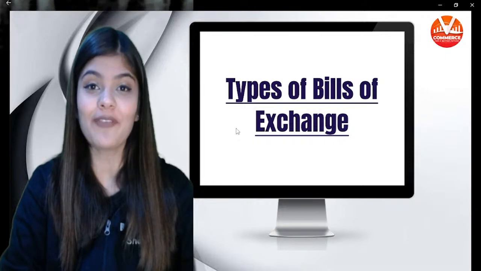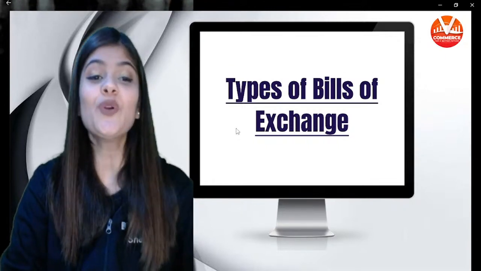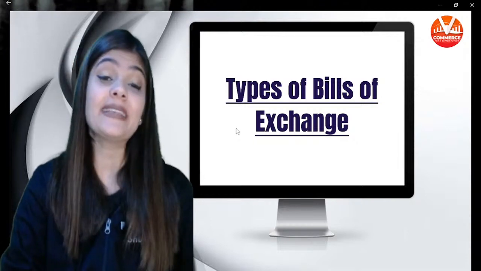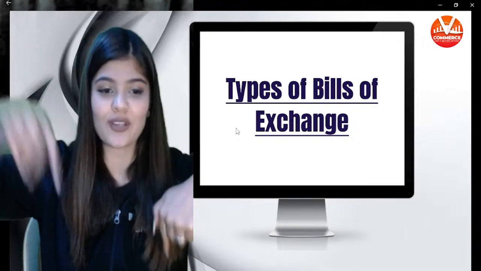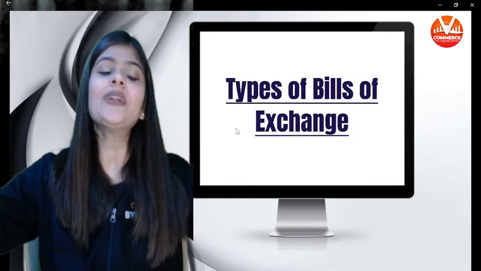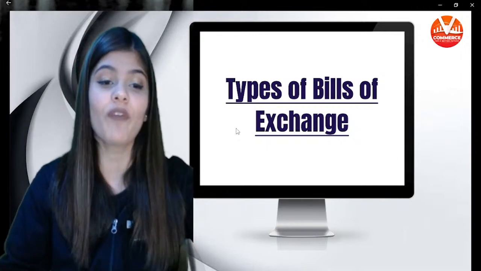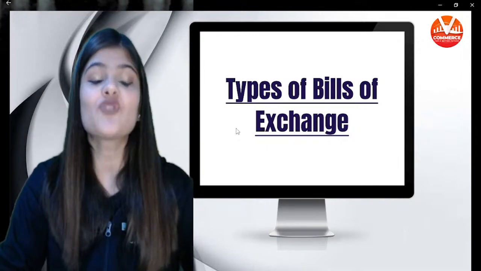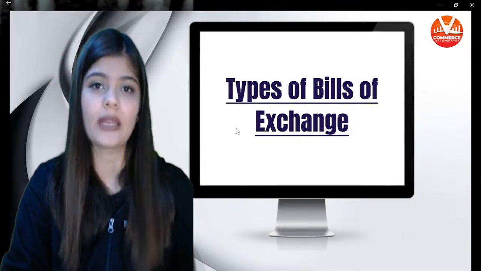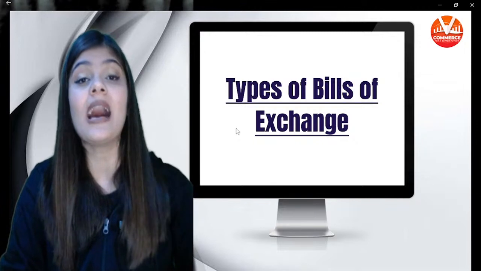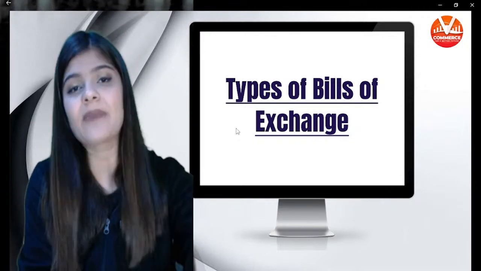Types of bills of exchange, 2, 3, 4? Not 2, not 3, not 4. We will be discussing about 6 to 7 bills of exchange in this session. So please stay tuned till the end of this class to learn all the types of bills of exchange. आज हम 6 या 7 टाइप के bills of exchange करने वाले हैं. All of them are so important. They may be asked in your exam. The examiner may ask you the meaning of all these types of bill.